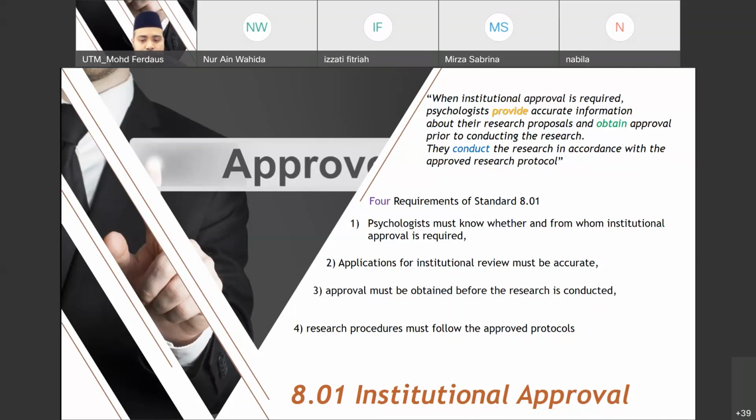And number four, research procedures must follow the approved protocol. What do you mean here? When we apply for Institutional Review Board approval, we already specify and detail what tasks, actions and activities we are going to do. After you receive your approval, you are not allowed to change the research procedures. You need to follow all of the research procedures which you already mentioned in your proposal.